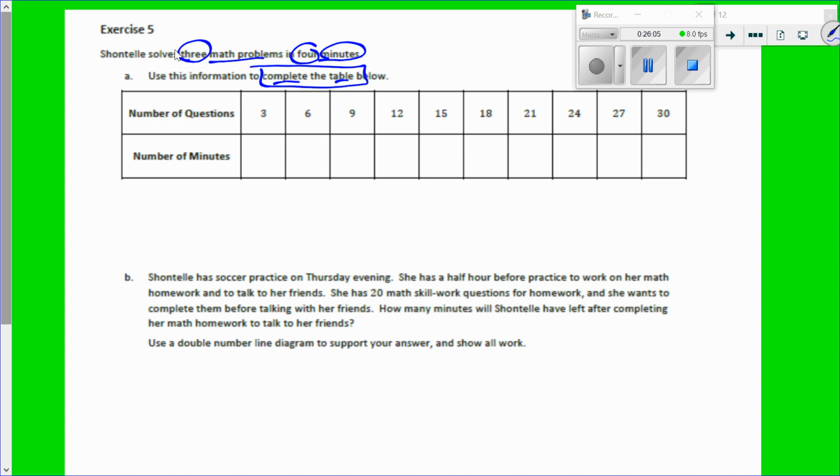So they did the first row for us on the number of questions. What does the number of minutes row look like? Emma? 4. Okay. So even though they did it for us, I'm still going to show the work on top so we can show that we understand what's going on. So 12, then we just keep going. 16, 20, 24, 28, 32, 36, and 40.